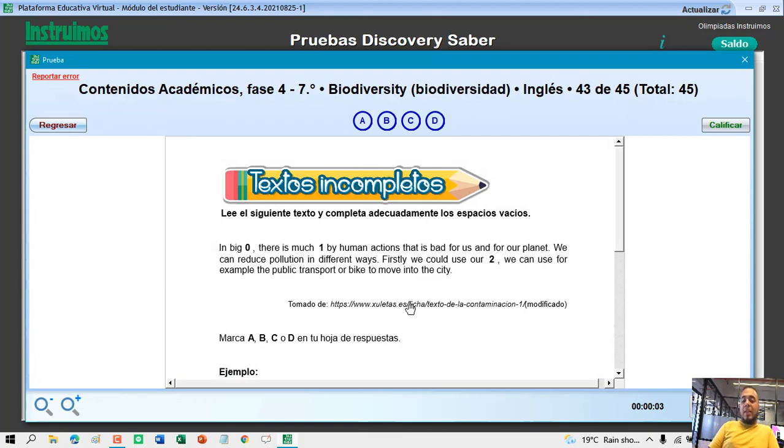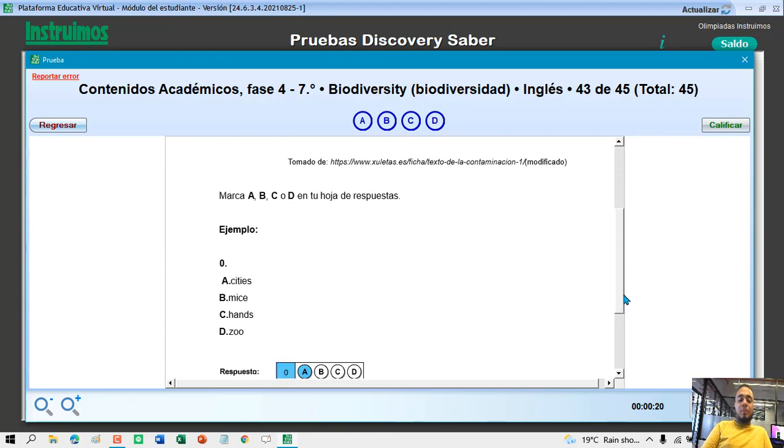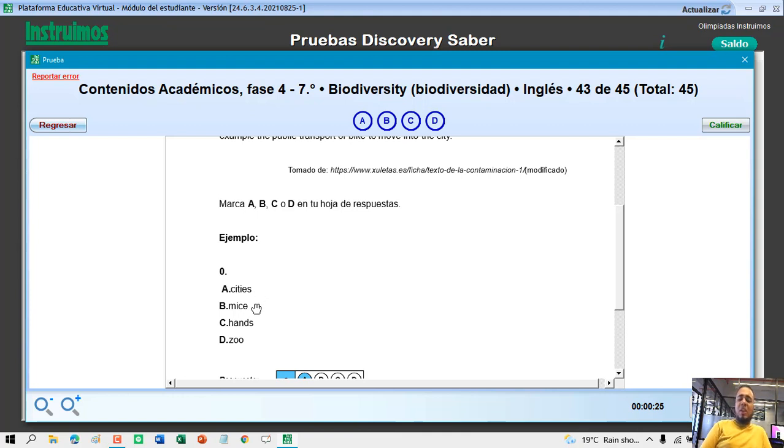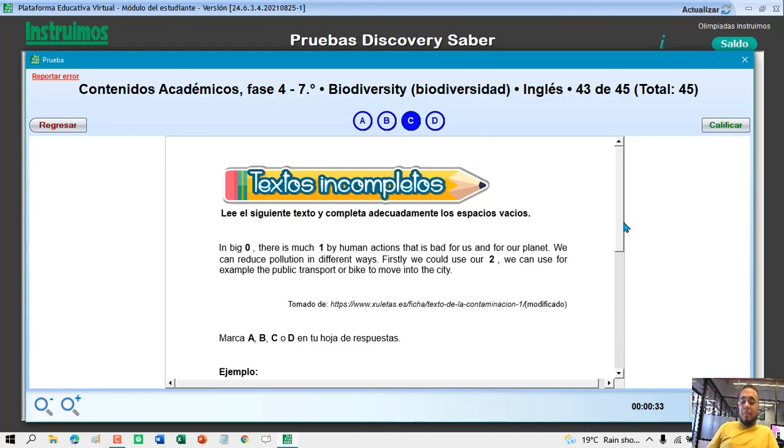In big cities, there is much pollution by human action. That is bad for us and for our planet. We can reduce pollution in different ways. Firstly, we could use ¿qué podemos utilizar? Our hands. Las ciudades ya utilizamos ratones, más, no. Los zoológicos, no, nuestras manos. Sería la C. We can use our hands. We can use, for example, the public transport or bike to move into the city.